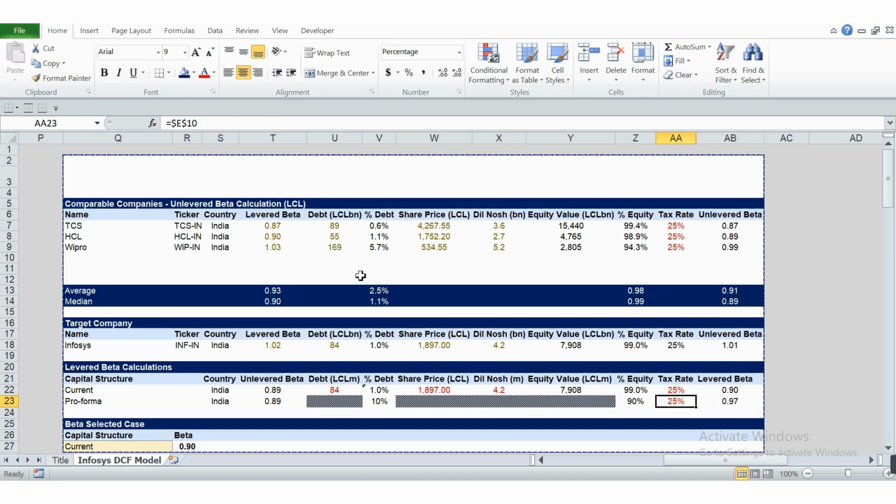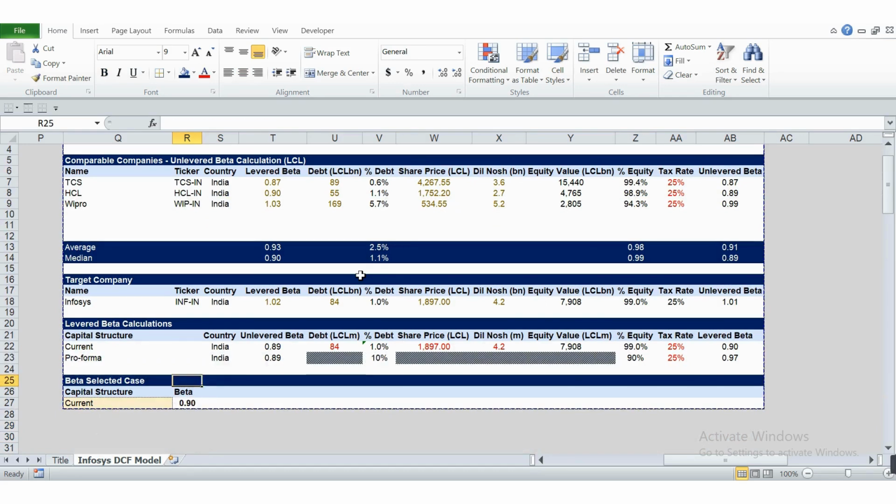Any other structure, if preferred, can also be taken. You can take any pro forma structure which assumes that instead of 1% there will be 10% debt and 90% equity, and based on that you can see what the levered beta would be. So this is a selected case. Right now the capital structure is current and beta is 0.9, which is being pulled from this section.